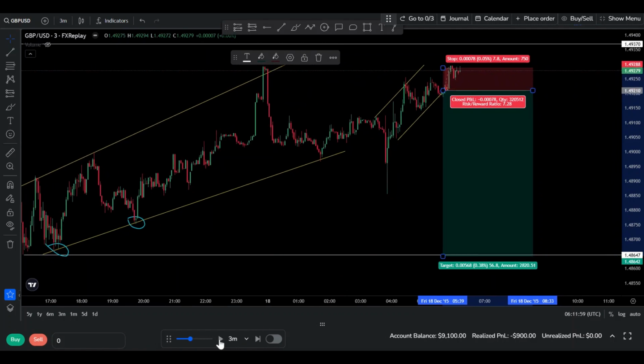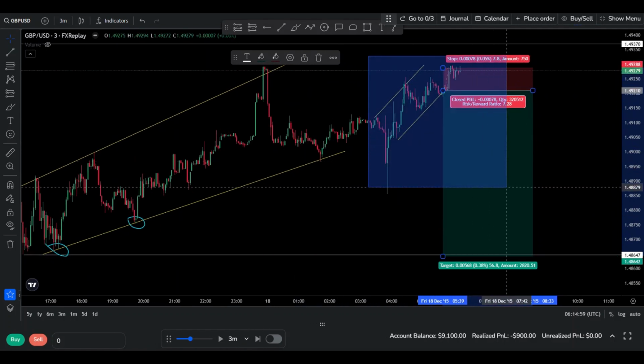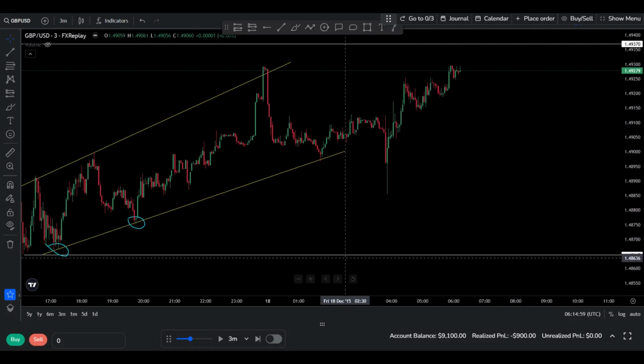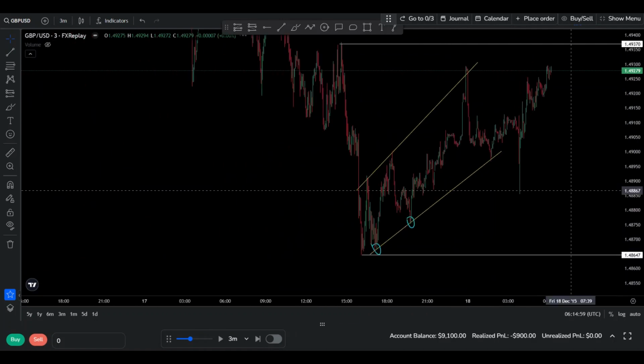Let's see. Okay, it's also another loss. I think this setup is not it. It's not it at all.